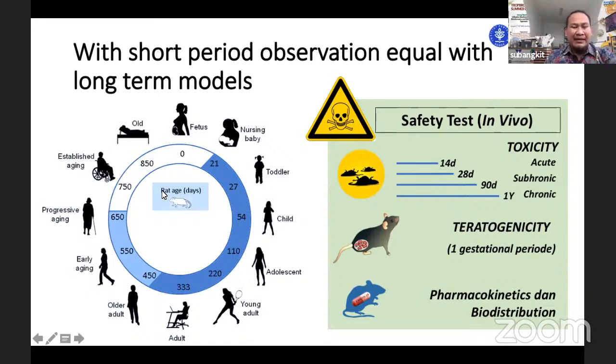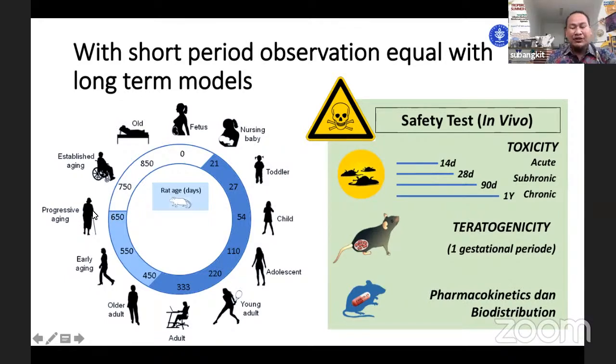If we compare rat age with human age, for gestational time, they need only 21 days. As we know, in humans, we need 9 months. So in 21 days, we can observe the gestational period like in the human process. And in rats, only 27 days to reach toddler age, and then only 300 days to reach adult condition.